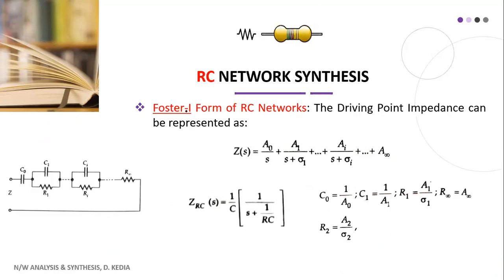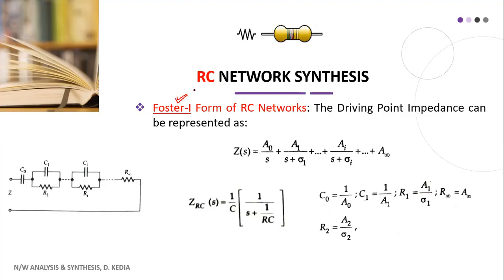So now we exclusively take Foster 1 form of RC networks. Since, students, as you can understand, we will realize these forms of network realization with the help of network functions. If you remember, in the network functions, we had written those network functions in partial fractions using Laplace transform.